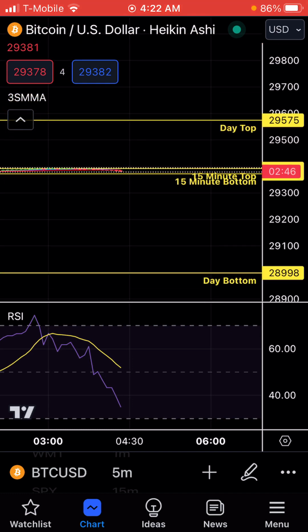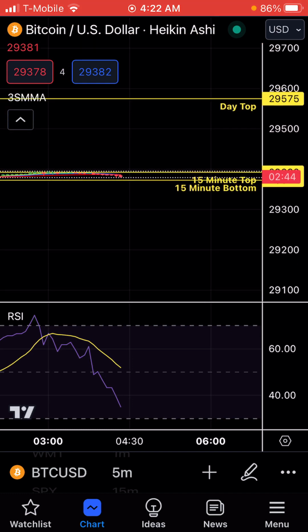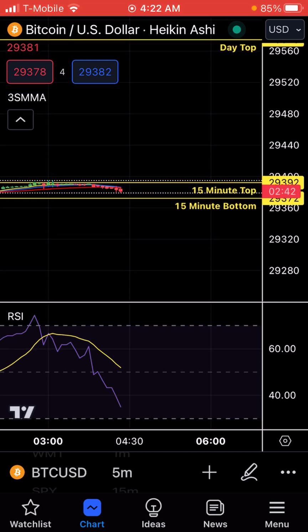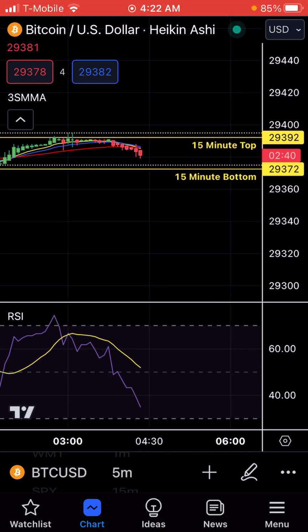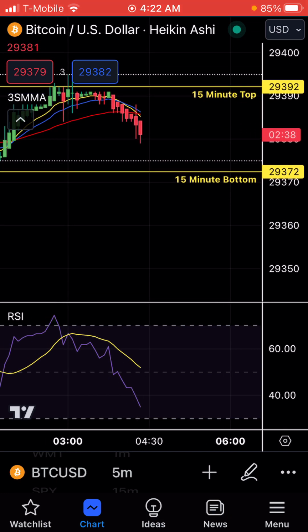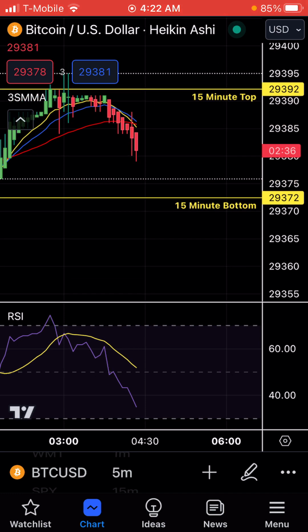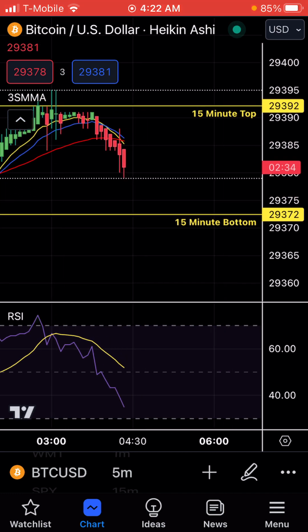So the day bottom's just there to make sure if there's a big move. But right now it looks like it will be bouncing between the 15 top and the 15 bottom. So that's kind of what I do. I draw my three lines.